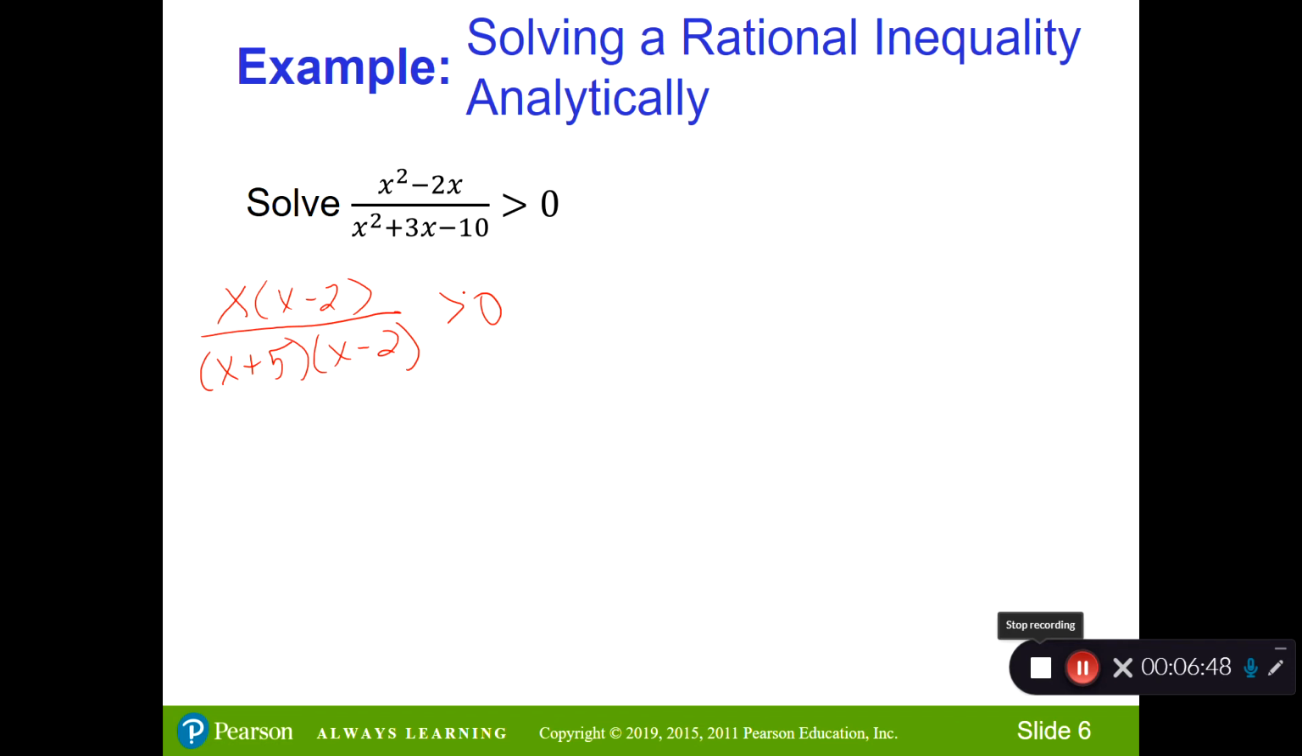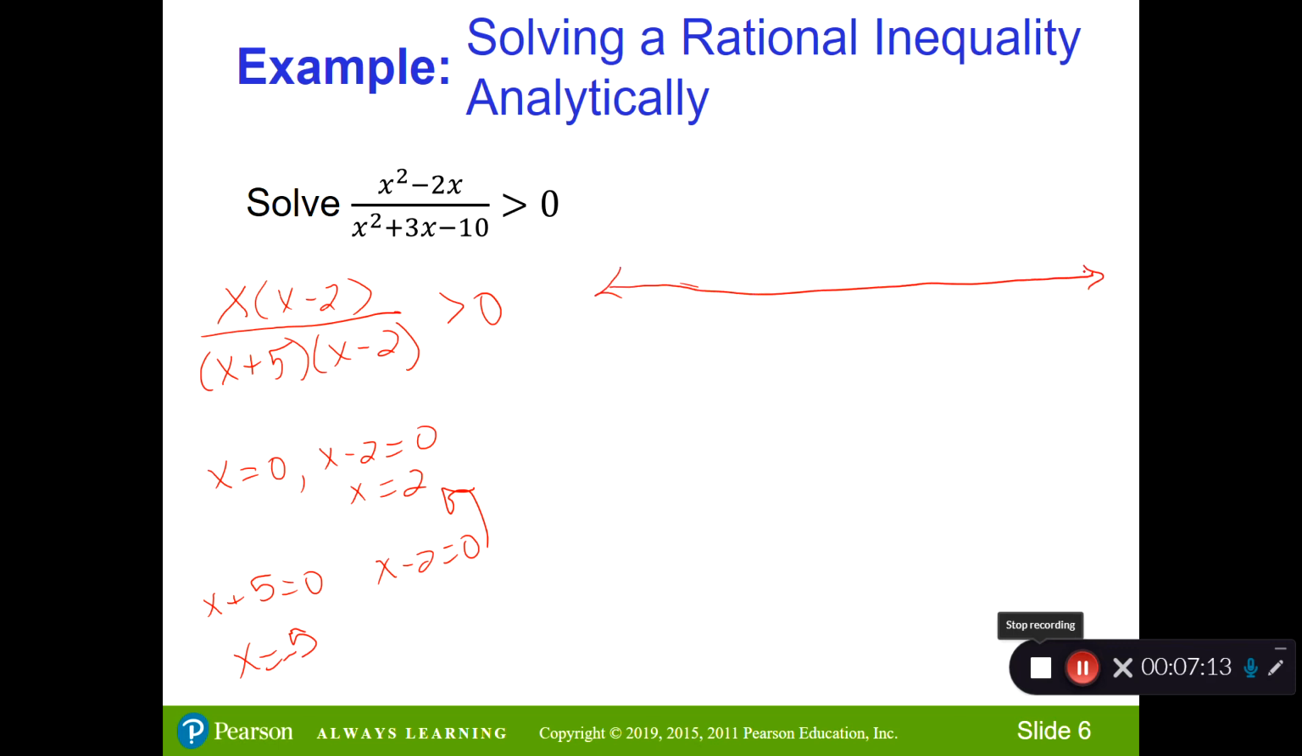Okay, now, if I set the numerator to 0, I have x equals 0 and x minus 2 equals 0. If I set the denominator to 0, I have x plus 5 equals 0 and x minus 2 equals 0. That's exactly this solution. It's repeated in the numerator and the denominator. So it is an undefined point on the curve, but since it appears in both the numerator and denominator, I'm not going to expect to change signs across it. So -5, 0, and 2, we plot here.